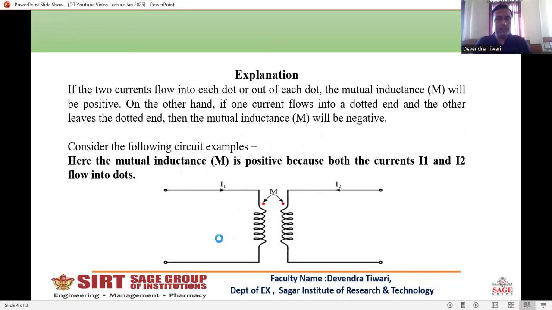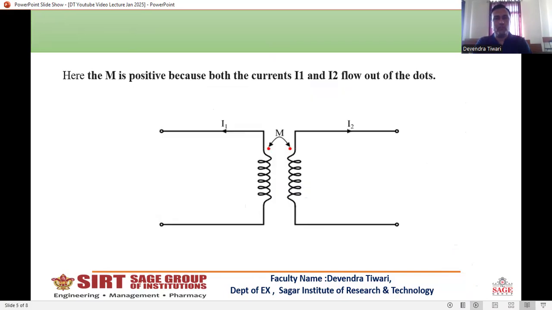Here in this section, we can say mutual inductance M is positive. Why? Because both the currents I1 and I2 flow into the dots, entering from the same side. That's why M is positive. In the next example, again M is positive because both the currents I1 and I2 flow out of the dot. We can clearly see I1 is leaving this dot and I2 is leaving this dot. That's why again M is positive. In the previous case, I1 was coming in and I2 was also coming in. That's why M is positive.